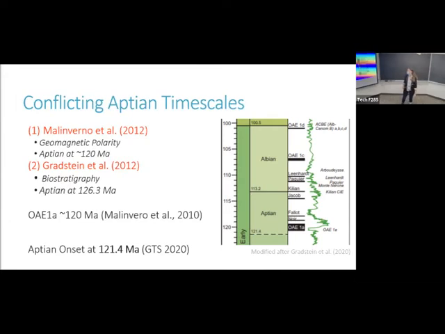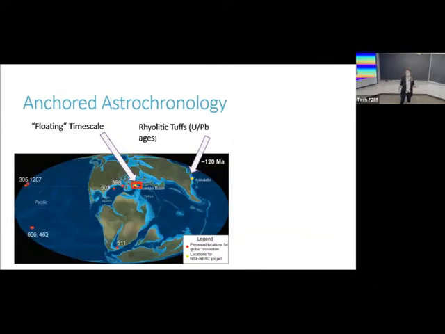And the most recent version of the geologic timescale places the onset at 121 million years ago. So there's still a lot of uncertainty with the Aptian timescale, especially with respect to the timing of events leading up to and after the anoxic event. So one way to improve this is using astrochronology.